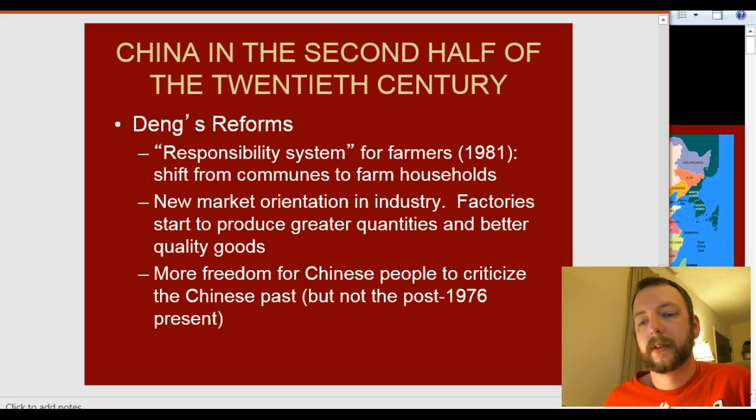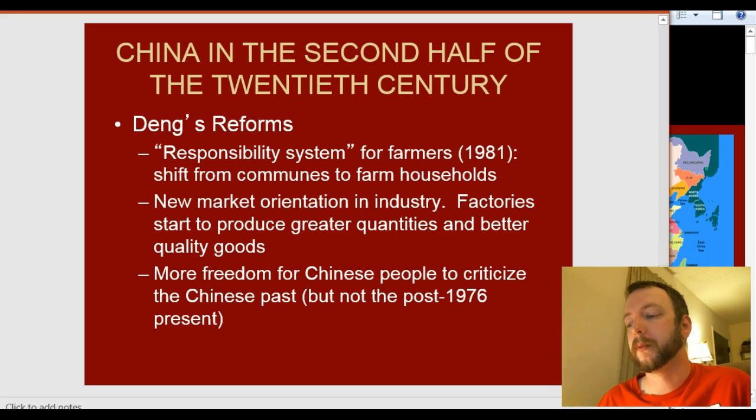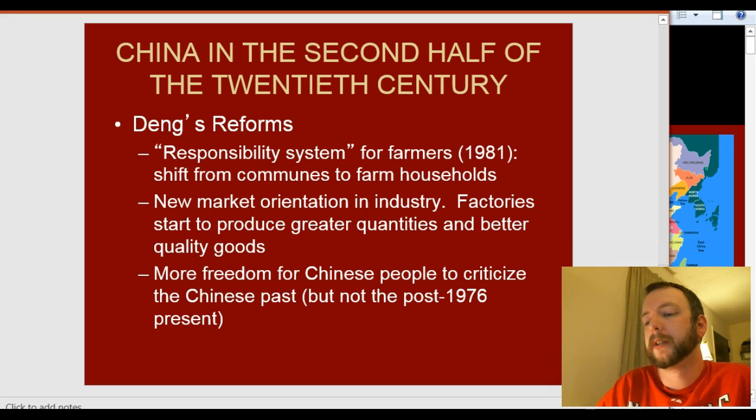There's also this, so in addition to this responsibility system, we get this new market orientation in industry where people are expected to start producing better quality goods, more consumer goods, but not 100% consumer goods at this point, as China doesn't really join that globalization that we talked about in the last PowerPoint. So they're leaving behind the command economy to some point.